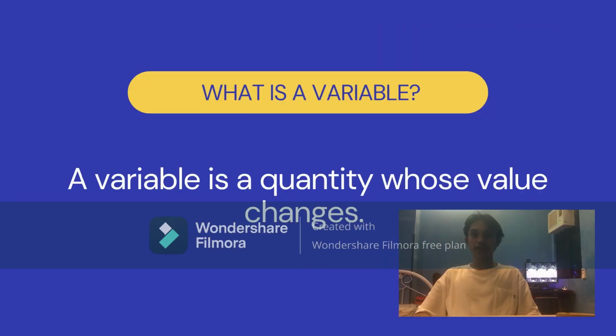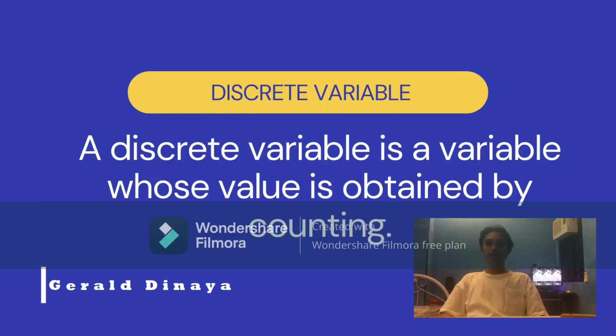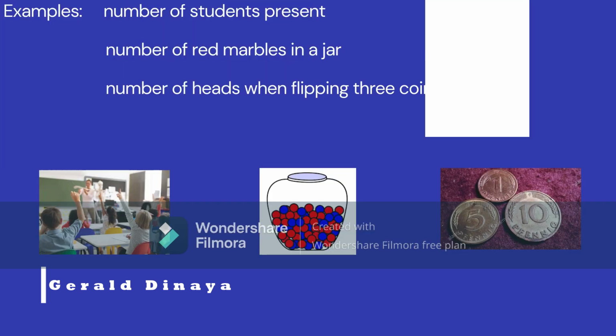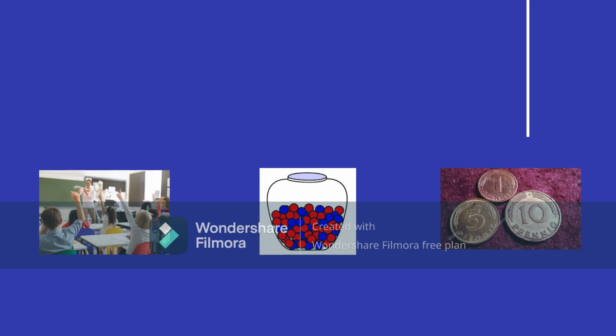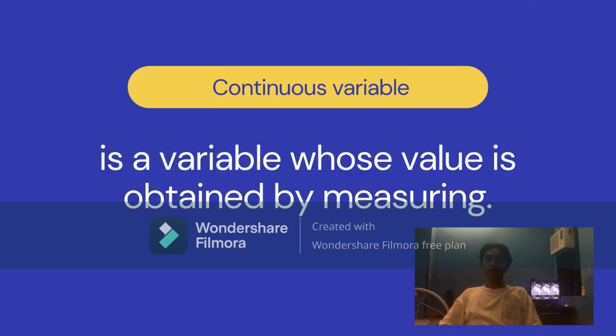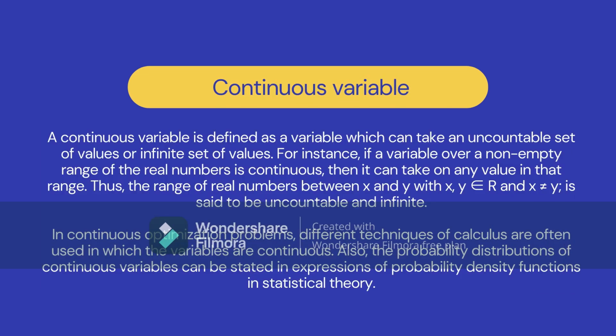A variable is a quantity whose value changes. A discrete variable is a variable whose value is obtained by counting. A continuous variable is a variable whose value is obtained by measuring. Continuous variable is defined as a variable which can take an uncountable set of values or infinite set of values.